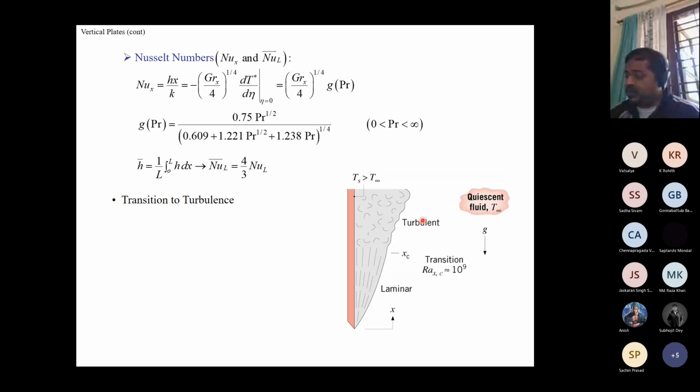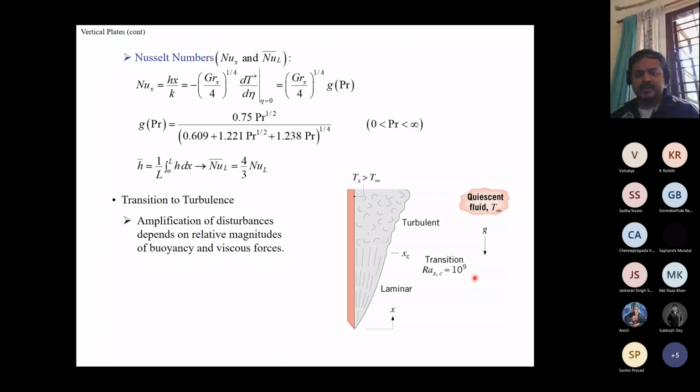Okay. At what distance from the leading edge, or at what value of x is this transition going to happen? Well, that x, or x sub c as we are calling it, is going to correspond to this transition Rayleigh number of 10 to the power 9, which means if Rayleigh number is less than 10 to the power 9, it is laminar flow. If it is greater than 10 to the power 9, it is turbulent flow. Okay, so again, which correlation to use, when to use, you have to determine before solving the problem, just like we did in forced convection. Clear?